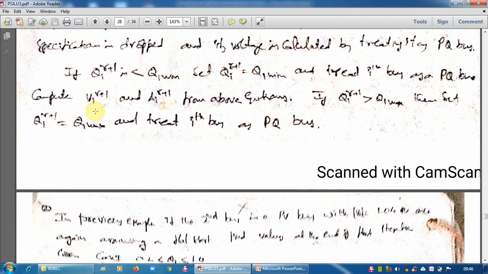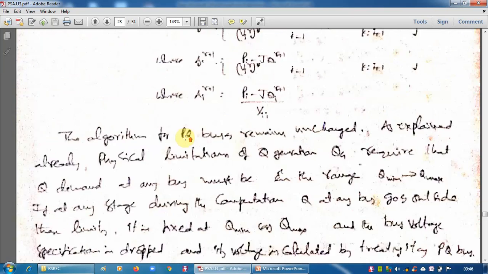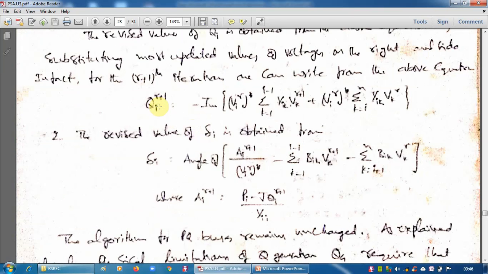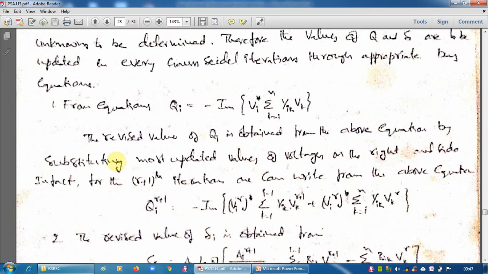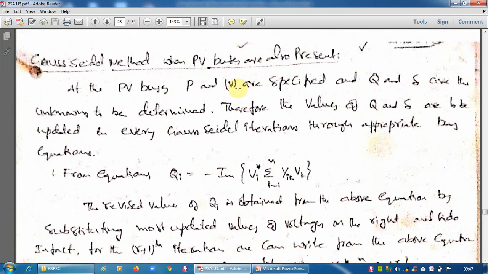One more point we have to consider for generator bus. Here we calculated Q. For this Q, sometimes in problems some limits will be given. The meaning of this limit is, generally at PV bus, as I said, P and V, the voltage is specified. Voltage is specified means given or constant.